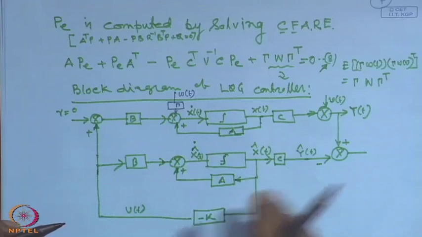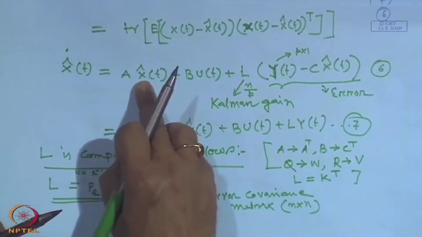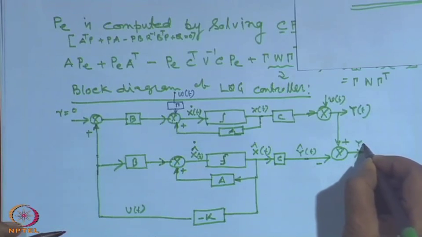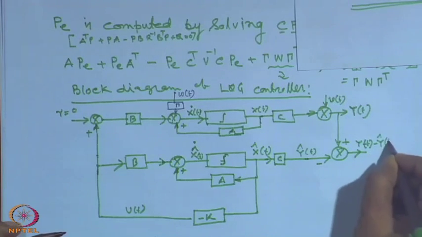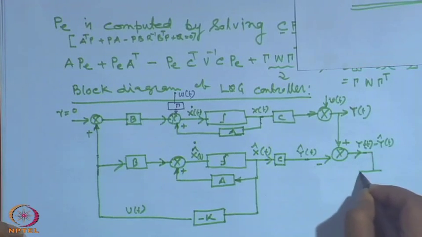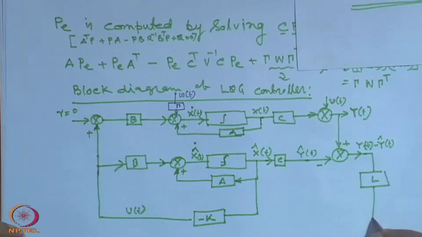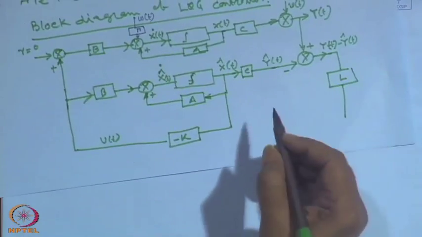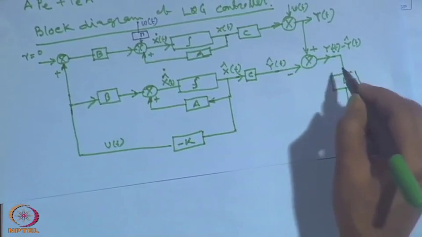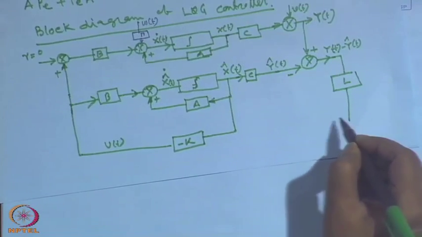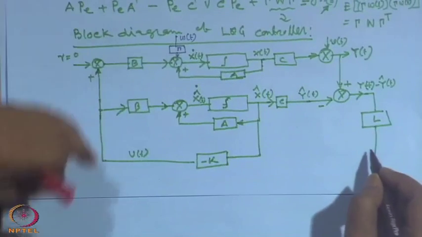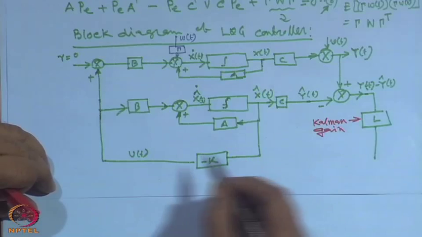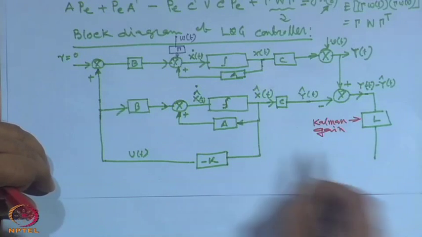Now if you see the observer, the estimated equation A x hat plus this, the correction term we have not built up here. So this signal is y of t minus y hat of t. This will go to the Kalman gain L. So that L will come, ultimately. Instead of showing here, I will show you in the red one, this is the Kalman gain. So this Kalman gain will come from here.